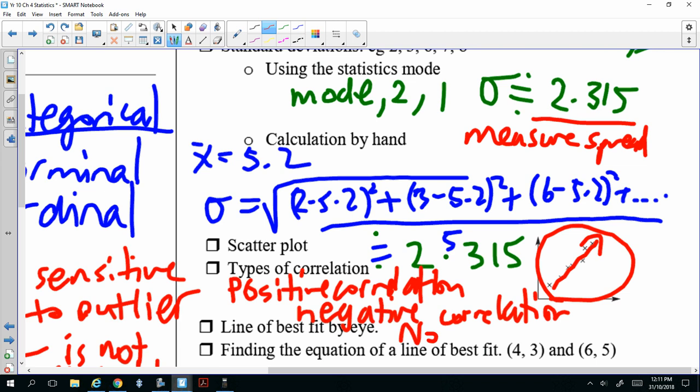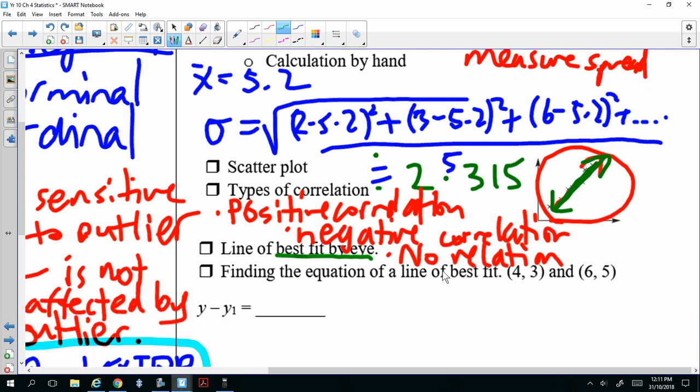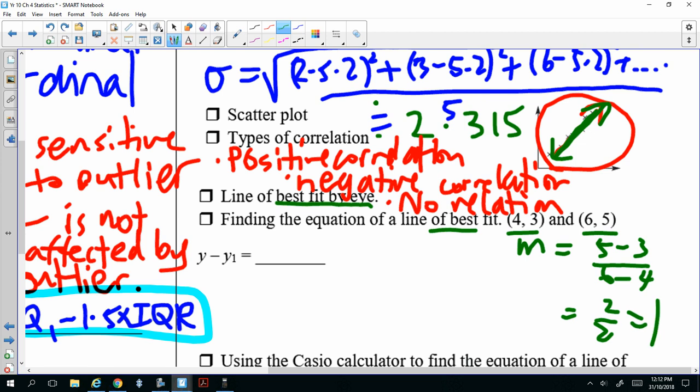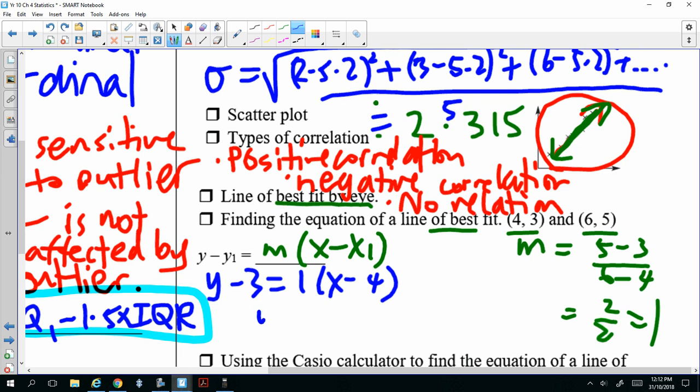Okay. And then you can draw the line of best fit by eye, which is what I just did over here. That's the line of best fit by eye. To find the equation of a line through the line of best fit, these 2 points, use the point-gradient form. First find the gradient. 5 minus 3 over 6 minus 4, which is 2 over 2, which is 1. Okay, so you go y minus y1 equals m times x minus x1, and then you just use your calculator. y minus 3 equals 1 times x minus 4, so therefore y equals x minus 1.